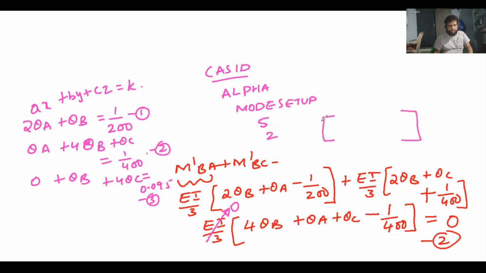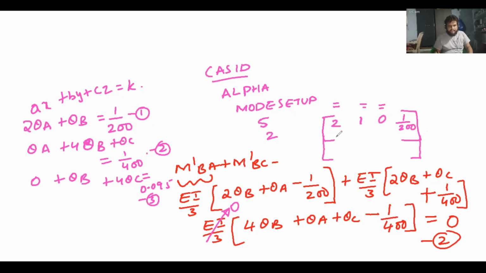After pressing 2, you will be having the matrix form. In the matrix form, how will you write? Enter 2 and press equal to. Next 1, press equal to. After that C is 0, put 0 and press equal to. And again press 1 by 200. So this is the first row.